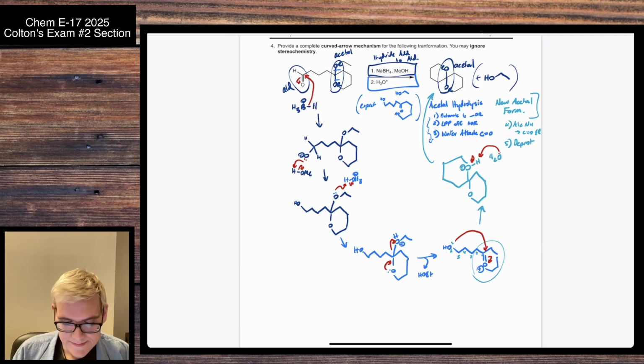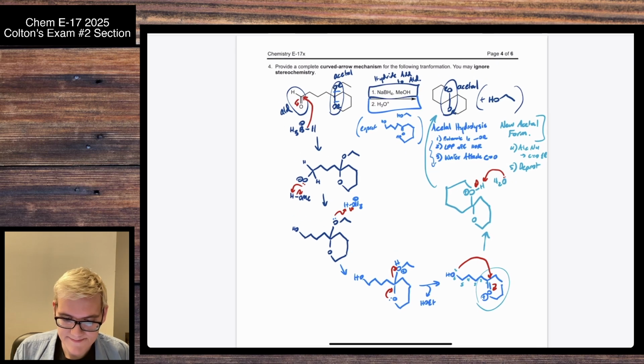Work. So I know that's a lot. I know that's kind of tricky. But any questions on this mechanism?